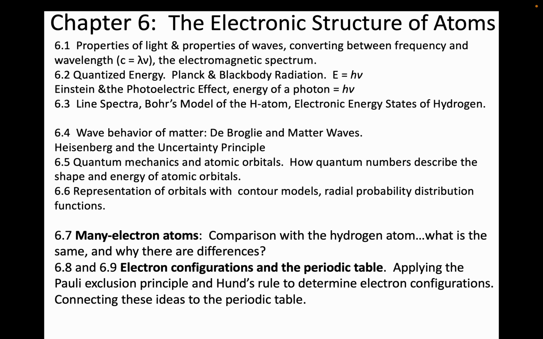And now, in the end of the chapter, we're going to see what it means to move beyond the hydrogen atom for scenarios in which we have more than one electron. Those are many electron atoms. We want to be able to determine the electron configuration and connect that to the periodic table.